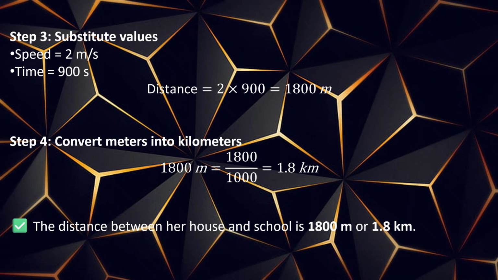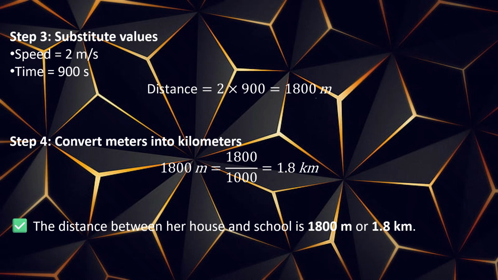Substitute the value. Speed and the time we know. It is 900 seconds. It is 2 meters per second. That's why distance is equal to speed into time. Speed is 2 meters per second, 900 seconds multiplied by that. 9 twos are 18. Two more zeros we put. That's why the distance is 1800 meters.